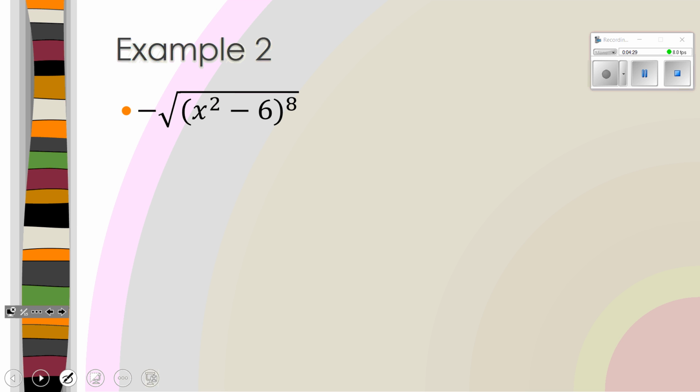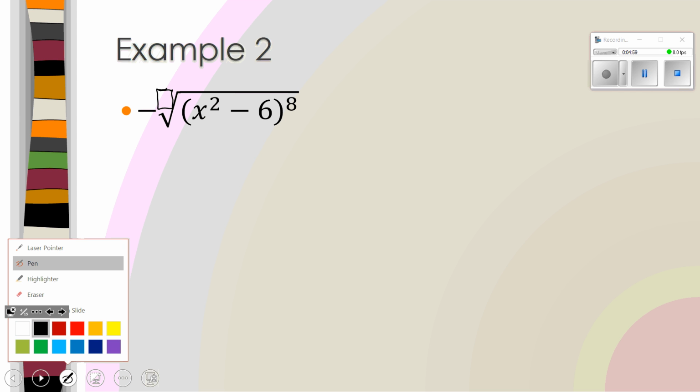Are we still looking at a square root? Yes. How do we know this is a square root and not a cube root? I agree. There's no number. There's no index number right there. And when there is no number, it is understood to be a square root. Okay, so this is a square root. Otherwise, it will have a 3 or a 4 or a 5 telling you which root it is. Okay?